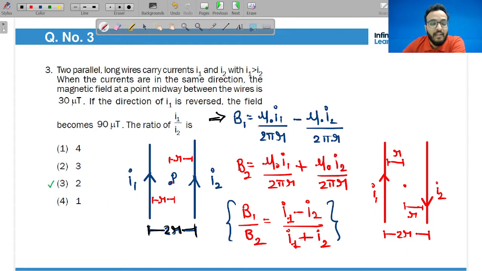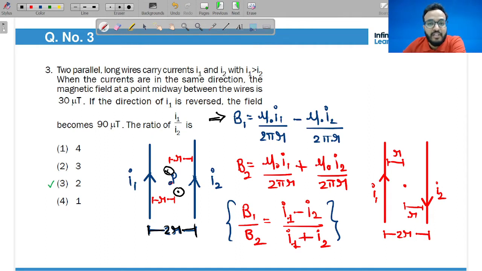Now, B1 will be, see, the magnetic field due to the first wire will be into the plane, but the magnetic field due to the second wire will be out of the plane. So obviously they will be in opposite directions. So when the currents are in the same direction, the magnetic fields in between them are in opposite directions, so they tend to cancel out each other.